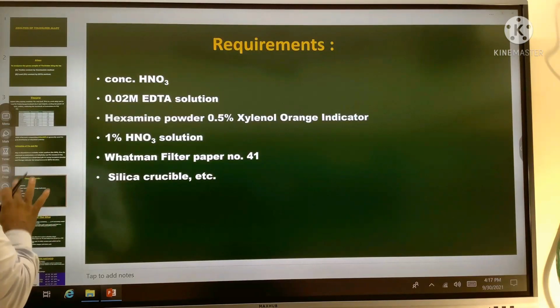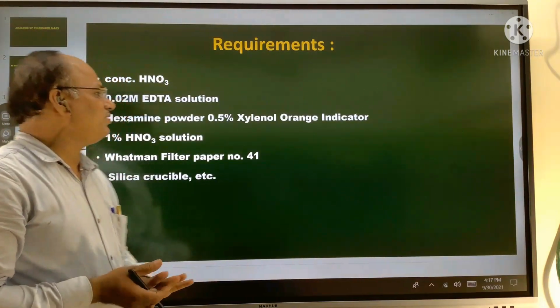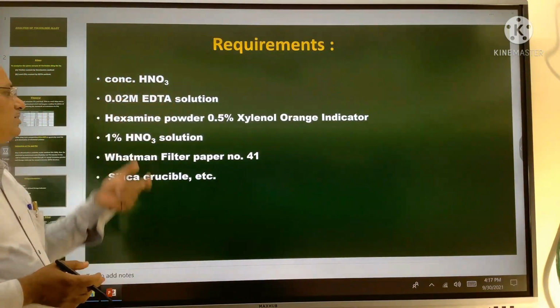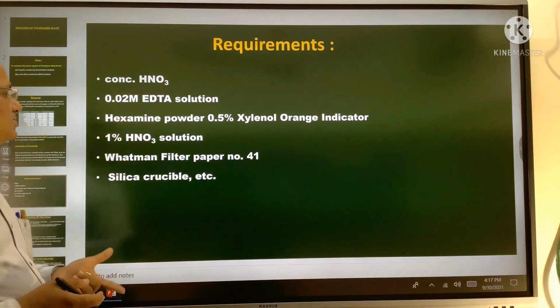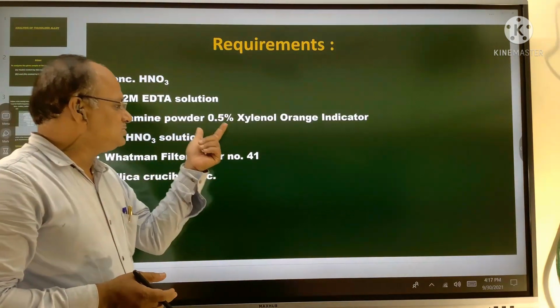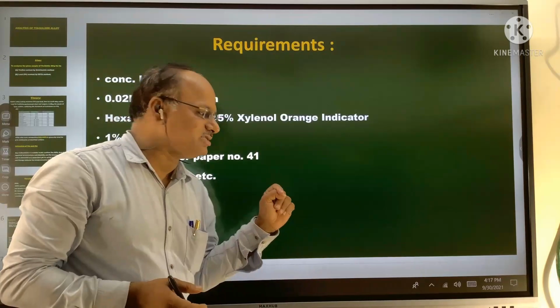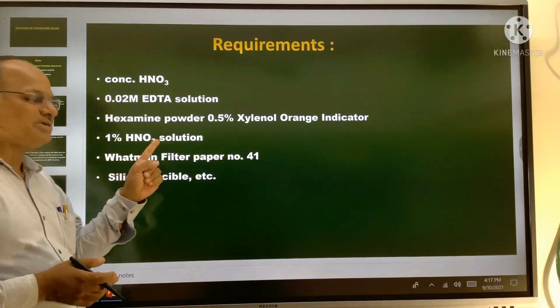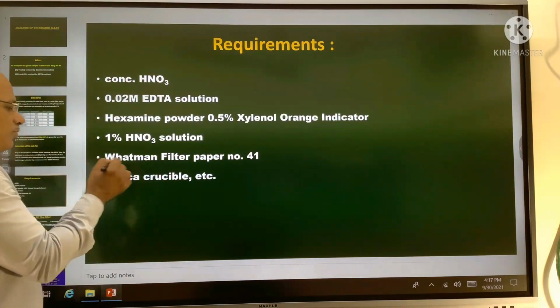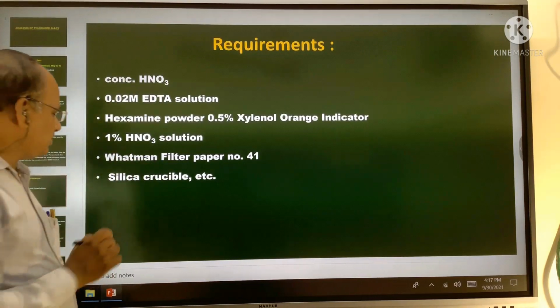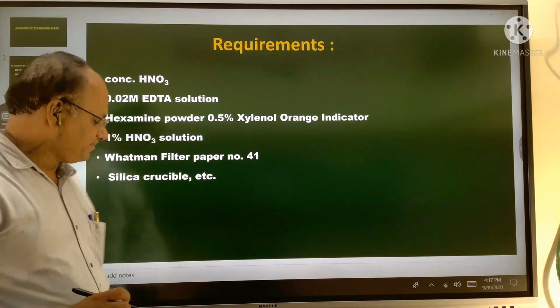What is the requirement for this experiment? First is concentrated HNO3, then 0.02 molar EDTA solution, hexamine powder, 0.5% xylenol orange indicator, then 1% HNO3 solution, then Whatman filter paper number 41 and the silica crucible.